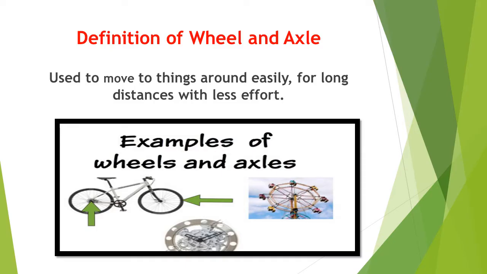Now let's learn about the simple machine types one by one, and the first type is the wheel and axle. Here we will study the definition and example of wheel and axle.